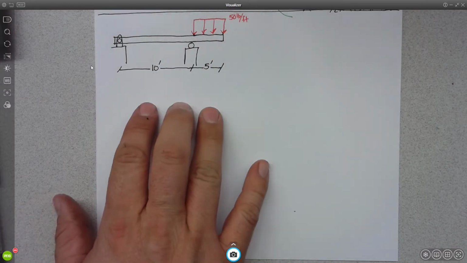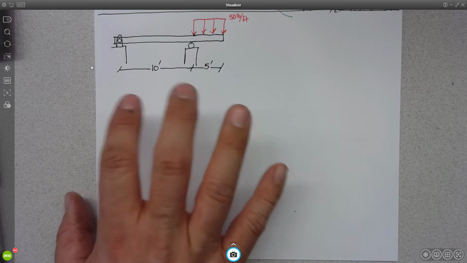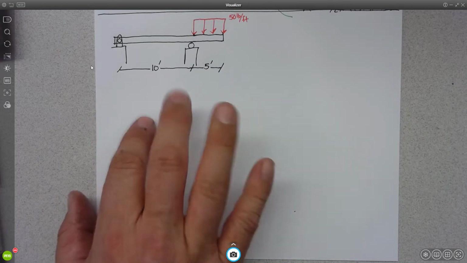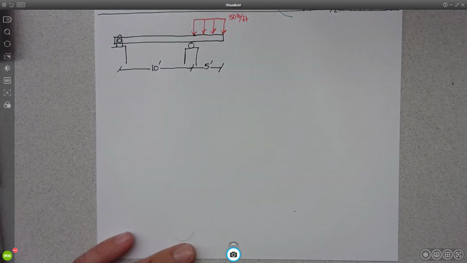Everyone got this problem? I'm going to pause it and give you 10 minutes to work on this, then we'll come back.